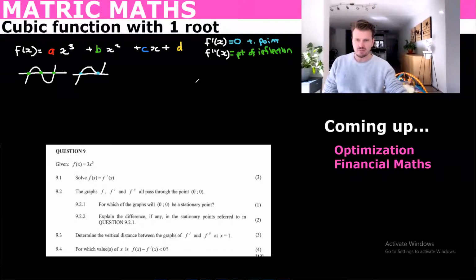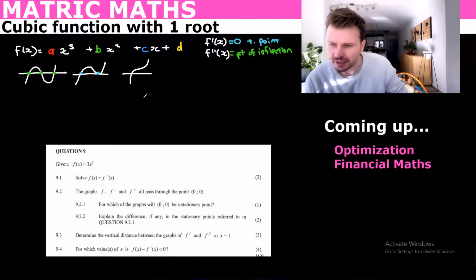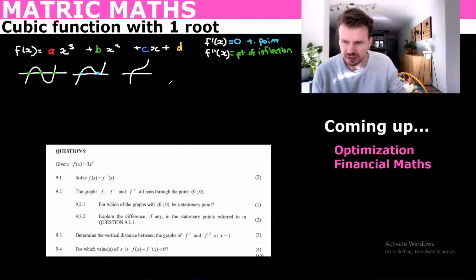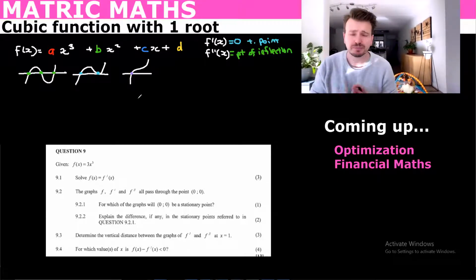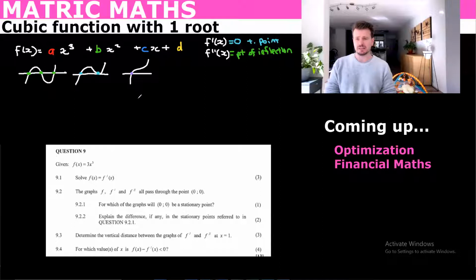Now, what could also happen is we could have a situation where we get just one root. And a cubic graph doesn't always necessarily have to have this shape. It can also have a shape which would also give one root. And I'm going to do that there, where you get a shape like this. Okay, and so we would just end up with one root. Now, this question here, question 9, is one such example where you have one root. But first of all, I'm going to do the question, and then we'll see why.